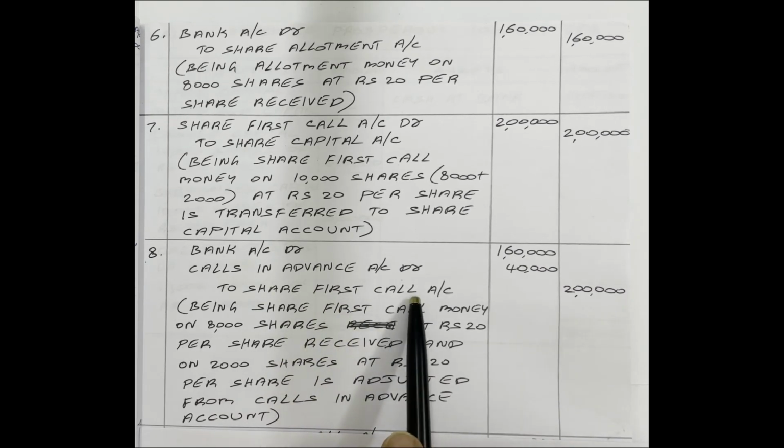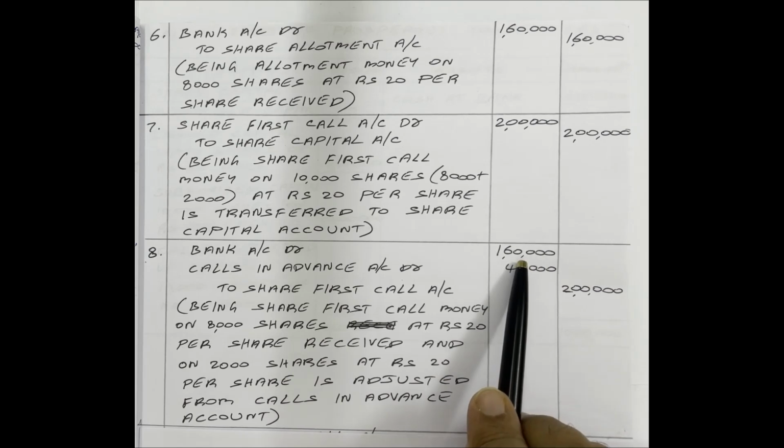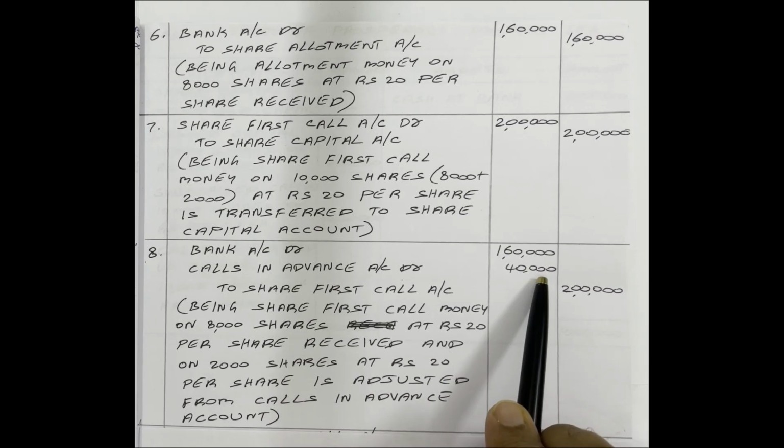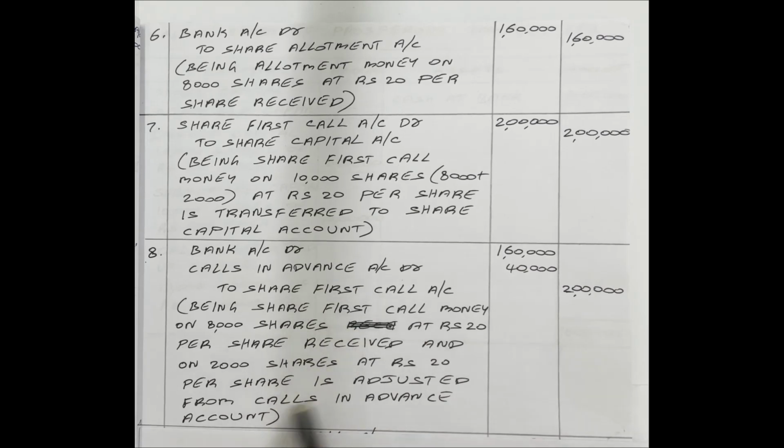Narration: share first call 2 lakh rupees should come on 10,000 shares. First category applicants, on 8,000 shares at the rate of 20 rupees each, paid the first call money. Second category applicants, on 2,000 shares at the rate of 20 rupees each, the company is adjusting from calls in advance account. Mention that in the narration. Being share first call money on 8,000 shares at 20 rupees per share received, and on 2,000 shares at 20 rupees per share adjusted from calls in advance account.